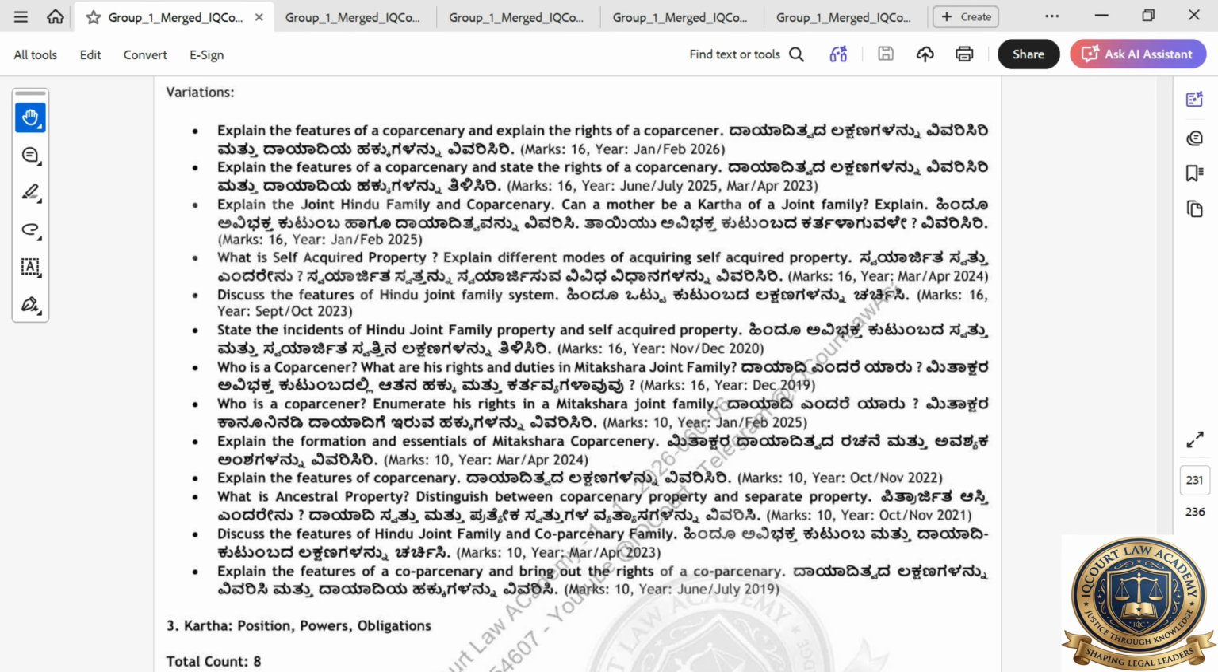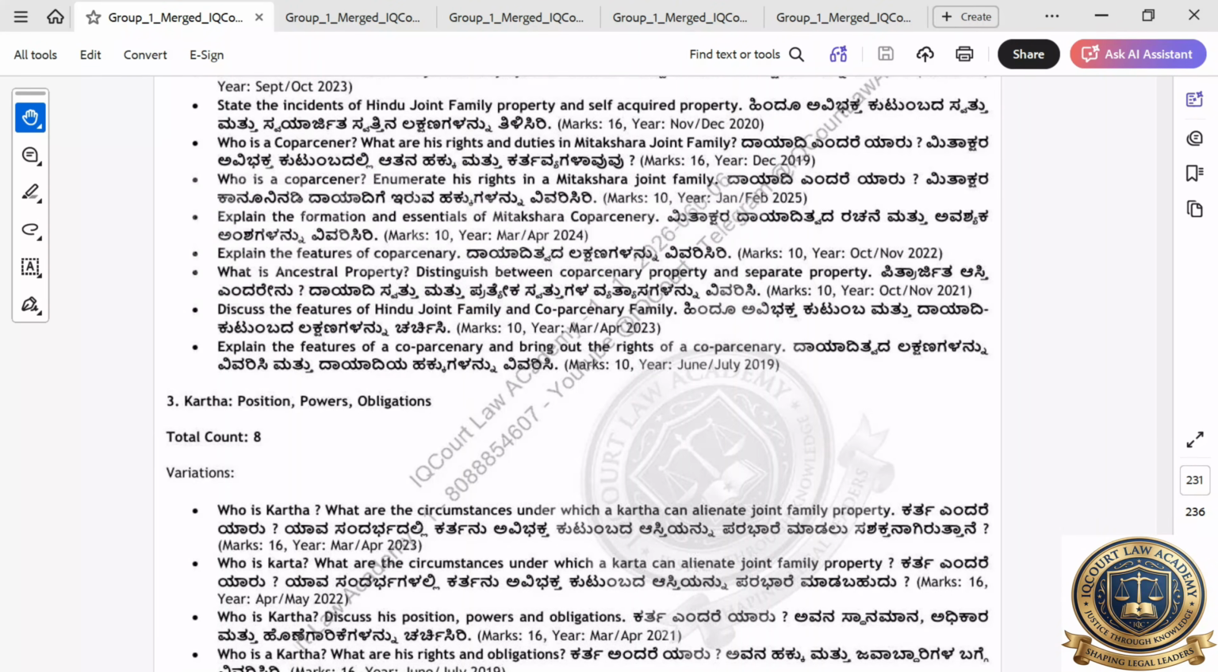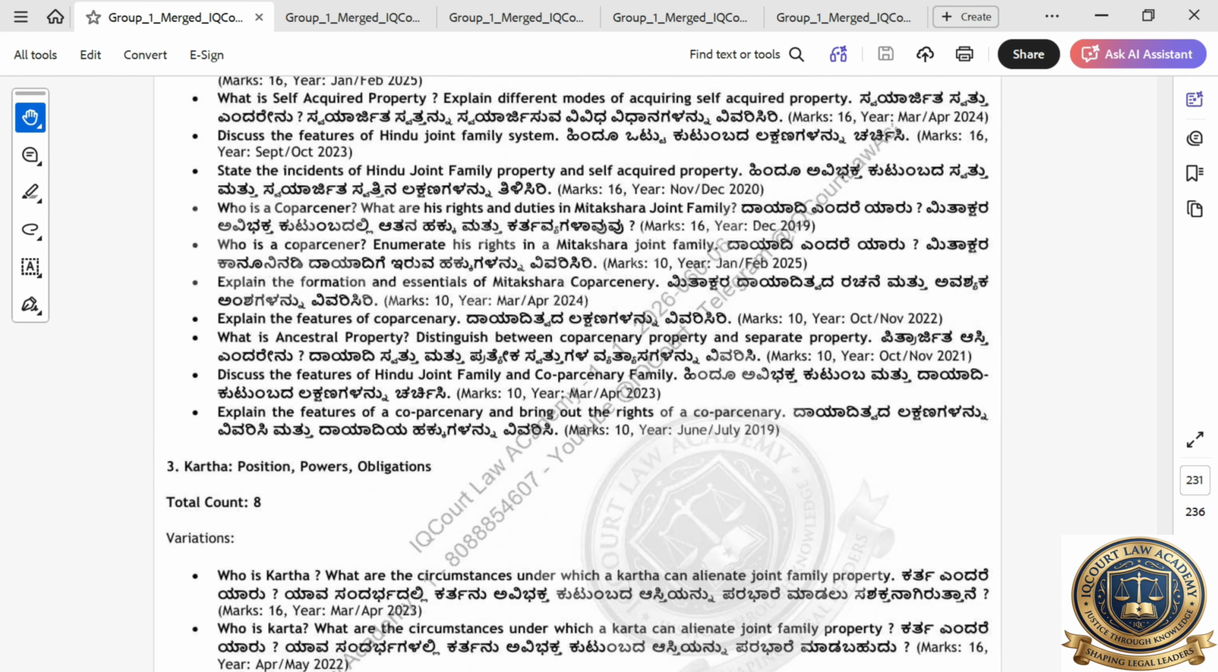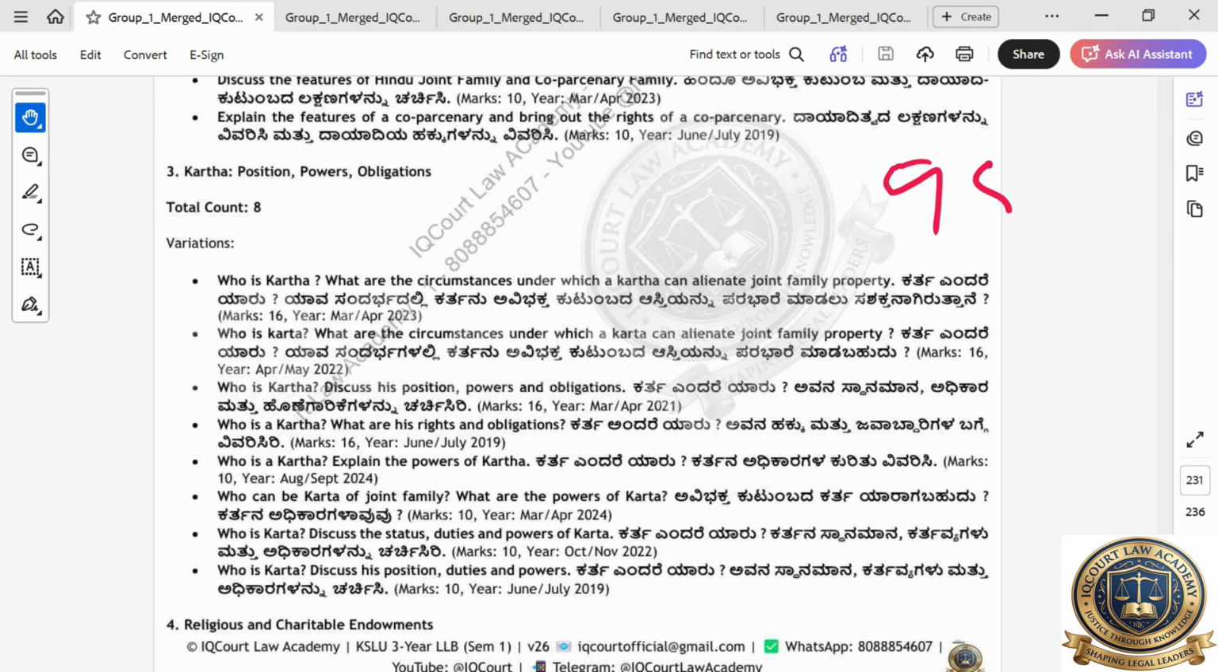Okay, state the incidents of Hindu joint family property and the self-acquired property. Explain the formation and relationships of ಮಿತಾಕ್ಷರ coparcenary. ಮಿತಾಕ್ಷರದ ಯಾದಿ ರಚನೆ ಅಂಶಾಂಶಗಳನ್ನು ವಿವರಿಸಿ, ವ್ಯತ್ಯಾಸಗಳನ್ನು explain. They are asking the differences. So this is 90%. Okay, next this is 95% probability is there. Very, very important question. I'm saying this.